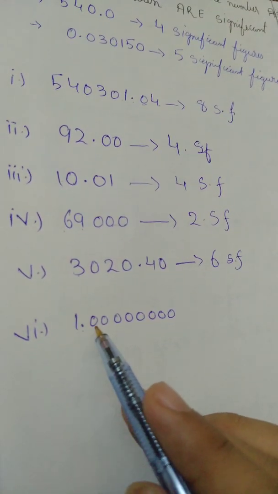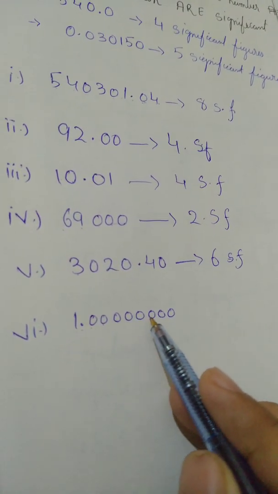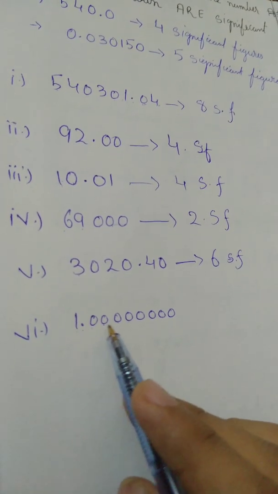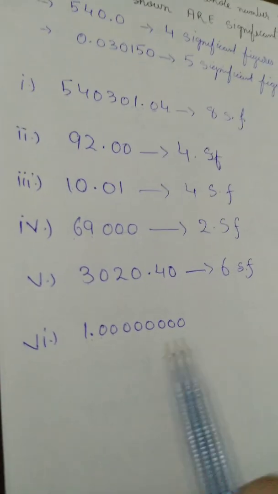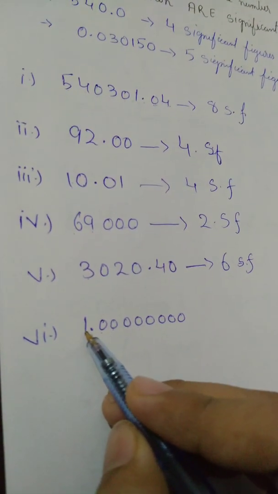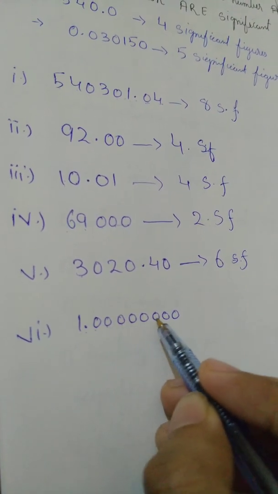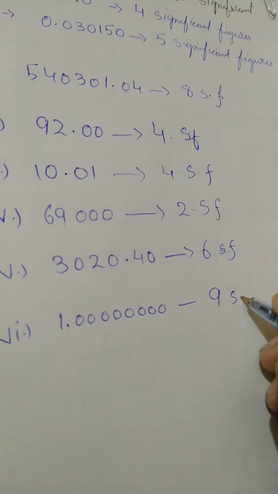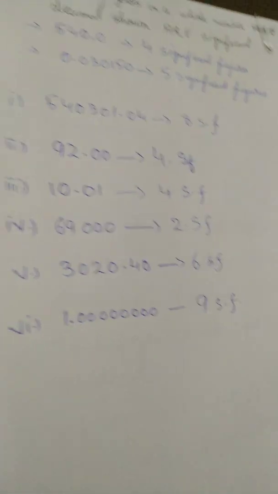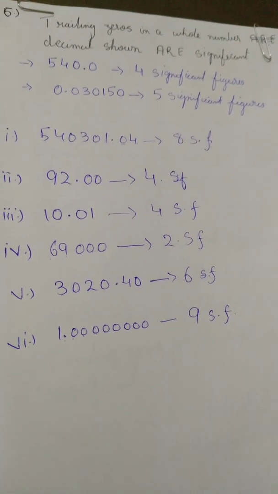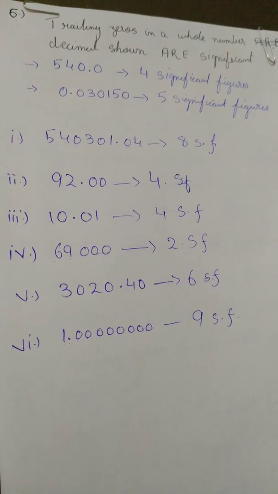Here, 1.0000000, we have so many zeros here. There's a point here and these zeros are all trailing zeros, so they will all be considered significant. So 1, 2, 3, 4, 5, 6, 7, 8, 9. I have 9 significant figures here. Okay, I hope the concept of significant figures is clear to you. So I think now we can solve question number 1.